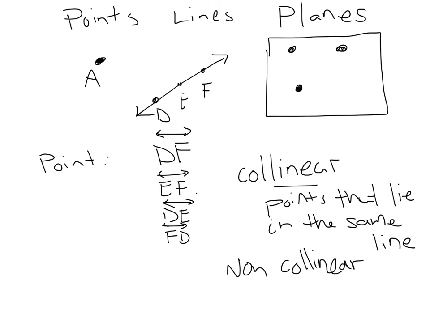CO for co, plane, and then an R at the end. Coplanar. Except you change the E to an A. So, COPLANAR. So if coplanar means that the points lie in the same plane, non-coplanar then would mean points that do not lie in the same plane.